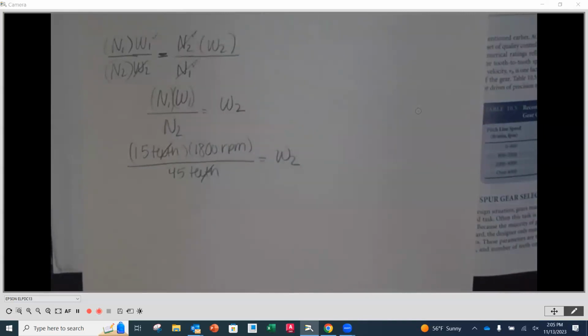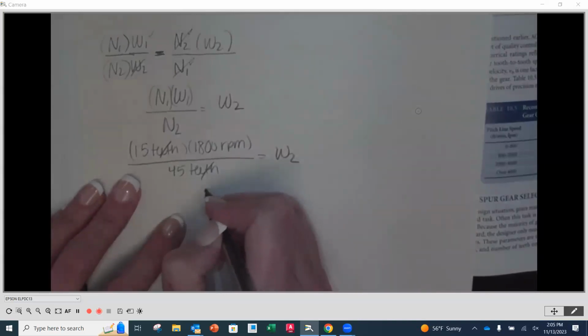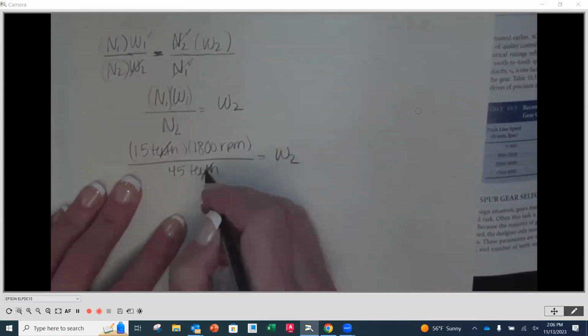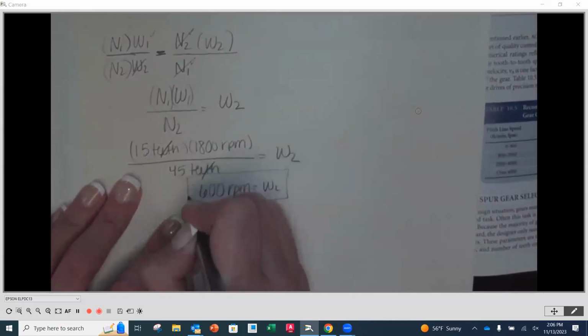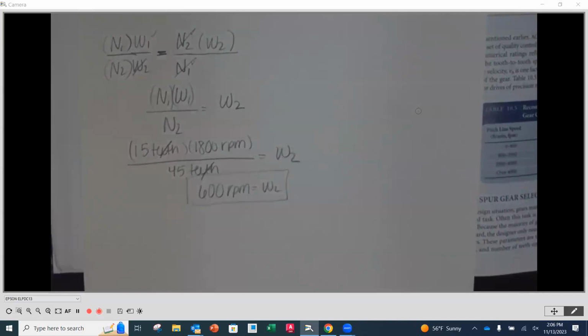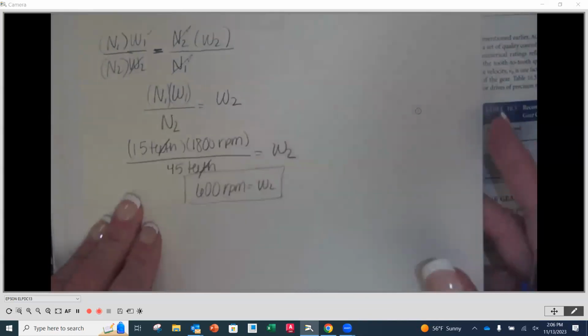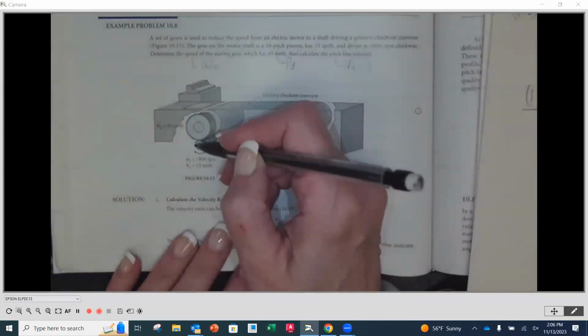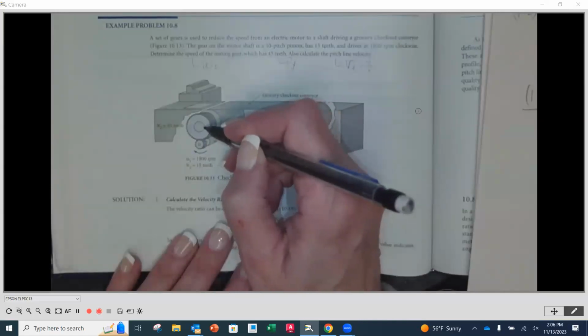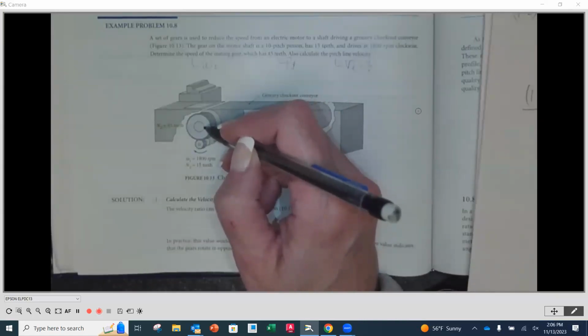So I'm going to take 15 times 1800 divided by 45. What do you get? Yeah, 600 RPMs is equal to W2. That's the first part of our problem. Now they may have added clockwise, counterclockwise. So as we look here, they do have W1 going clockwise. So because this is in engagement, which way is our gear going to go? Opposite. It's going to go counterclockwise.